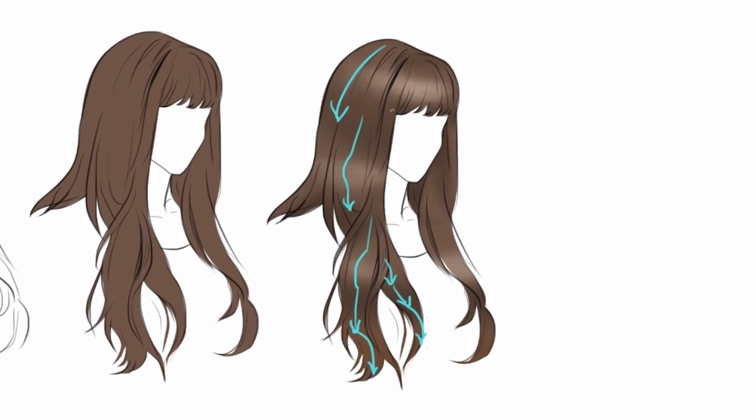Again, I schematically show where the light falls with blue arrows and show the shadow areas of the hair with red arrows.